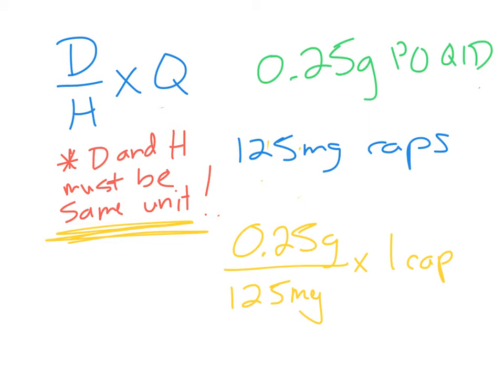It does not matter. What I can do is take this unit of grams, the doctor's order, and convert it to milligrams so that they would both be in milligrams, or I could do the reverse. I can instead convert this unit of milligrams down here at the bottom into grams, and then they'd both be in grams. Either one, it does not matter, just as long as you convert one to the other.